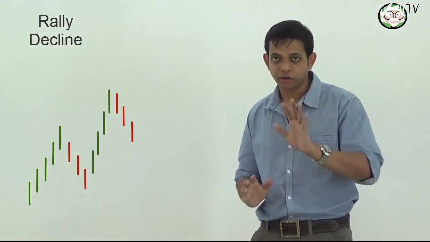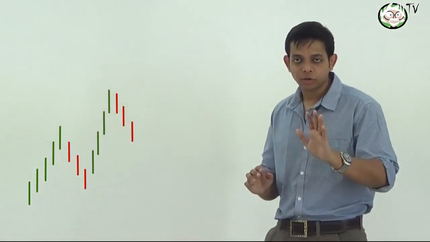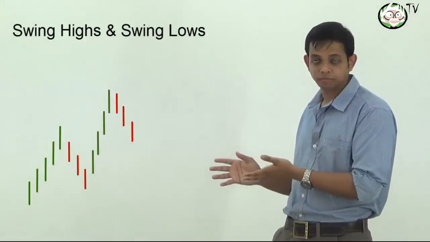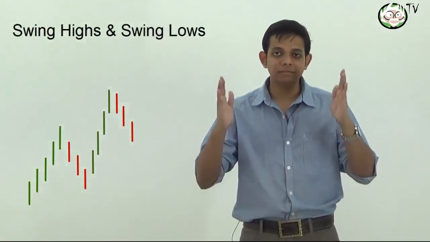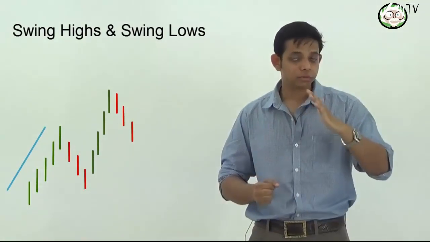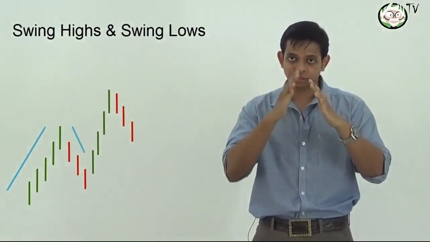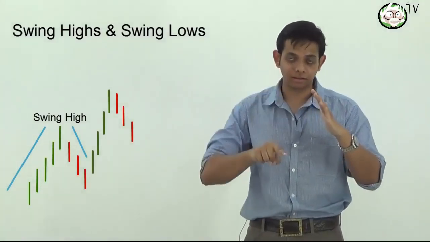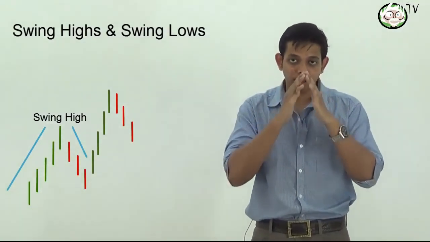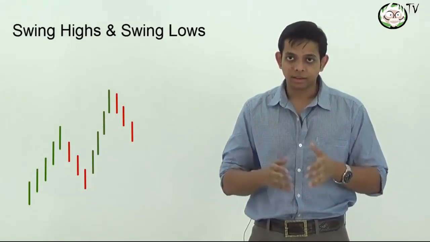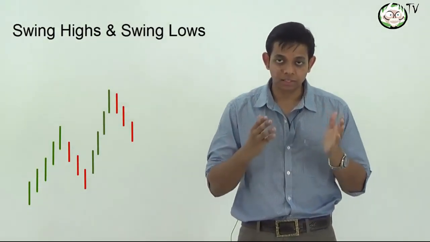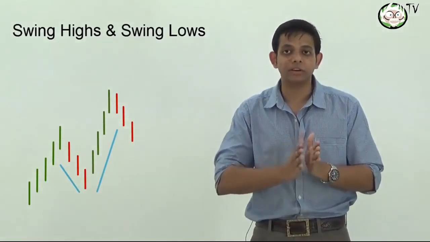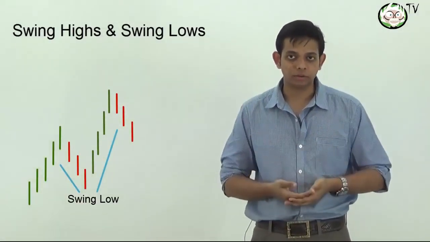So now that we've understood a rally and decline, let's move on to something more interesting. A swing high and a swing low. Simply put, the meeting point of a rally, an up move, and the immediate decline, this tent or this mountain or this peak, is a swing high. Right? The opposite of this is a swing low, meaning the meeting point of a decline and a rally is a swing low.